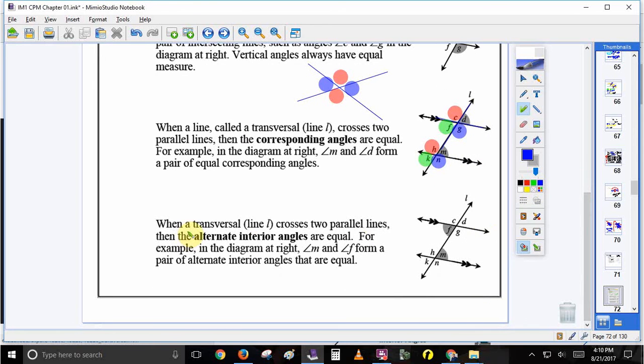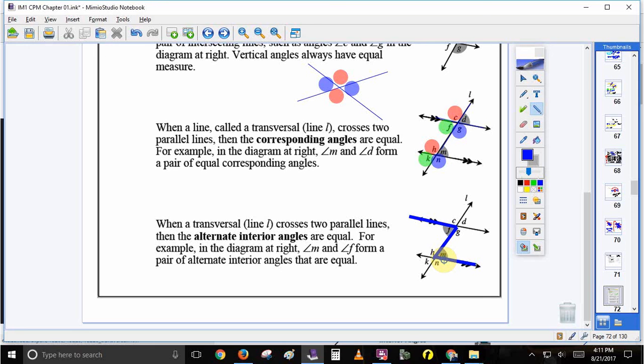All right, the third one we're going to look at is called alternate interior angles. When the transversal line L crosses two parallel lines, then the alternate interior angles are equal. Interior refers to the space between the two parallel lines, and alternate refers to the fact they're on opposite sides of this line L. What I usually tell students when they're first learning this, and really throughout, is to look for the Z. So if we imagine that we have a Z shape that looks like this, then the two inside angles in that Z are going to be congruent.